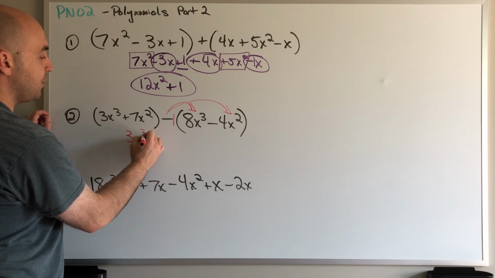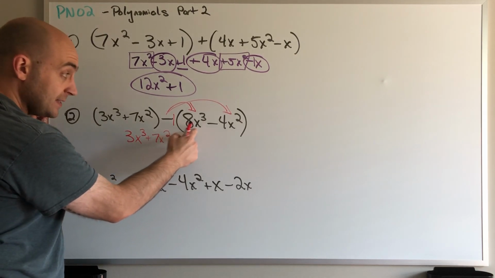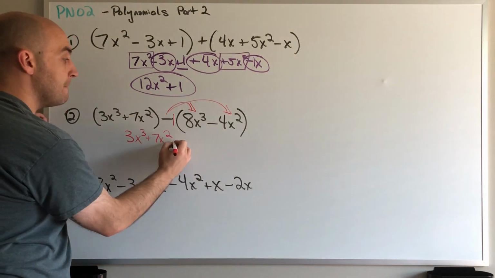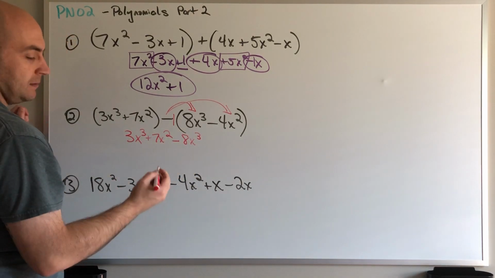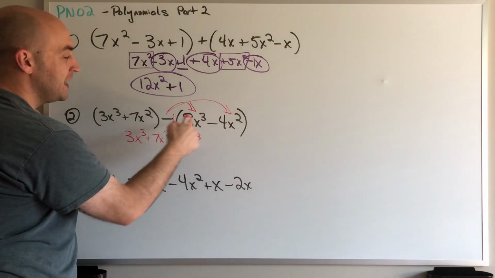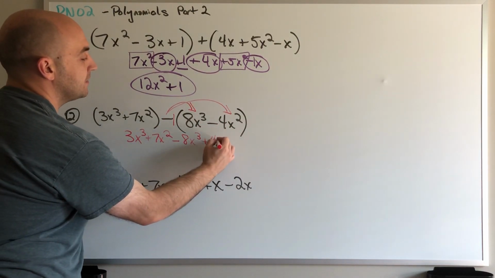So 3x to the third plus 7x squared stays over here. This positive 8x to the third now becomes a negative 8x to the third because I'm multiplying the negative sign. And then the negative sign is gonna distribute here. So this will now become a positive 4x squared. Okay, so plus 4x squared.